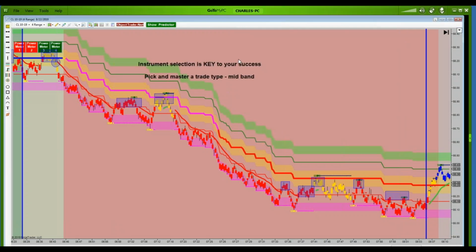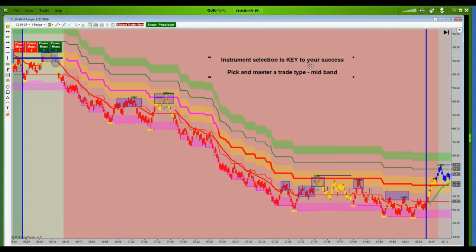If you can do those two things, and everybody learns at a different rate. Some people pick it up quicker. Some people it takes a little bit longer. But those are really the two big keys right there. If you can just find an instrument, and let's say you just say, look, I'm only going to take crude mid-band trades today. That's all I'm doing. And so what you do is you learn that setup and you master it, right?